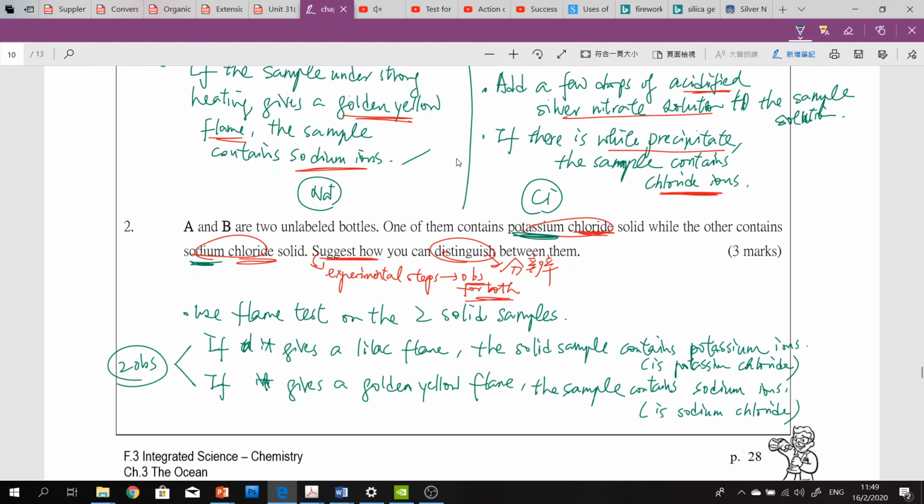So this is what we are looking for. Take a look. I would like to take a look at the first flame test. Lilac flame, potassium chloride, golden yellow flame, sodium chloride. So this is what I would like you guys to try. That is the frequently asked question in public assessment. Okay, so this is what we call a puppy question.